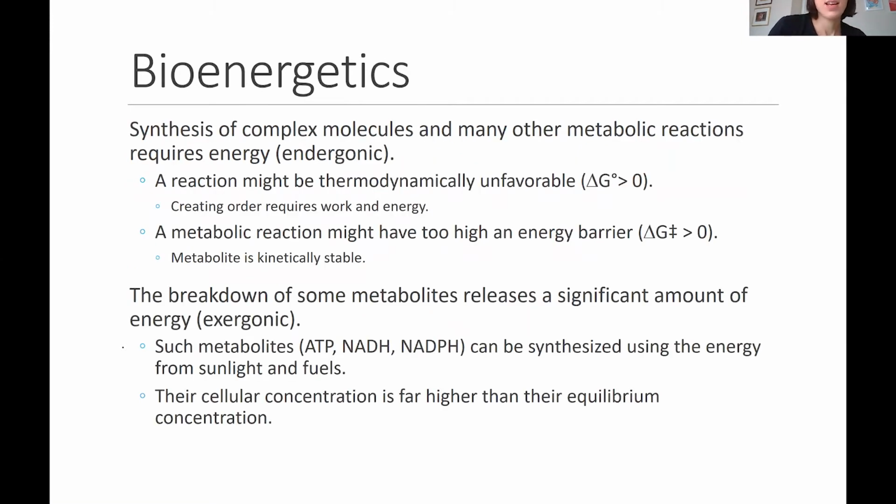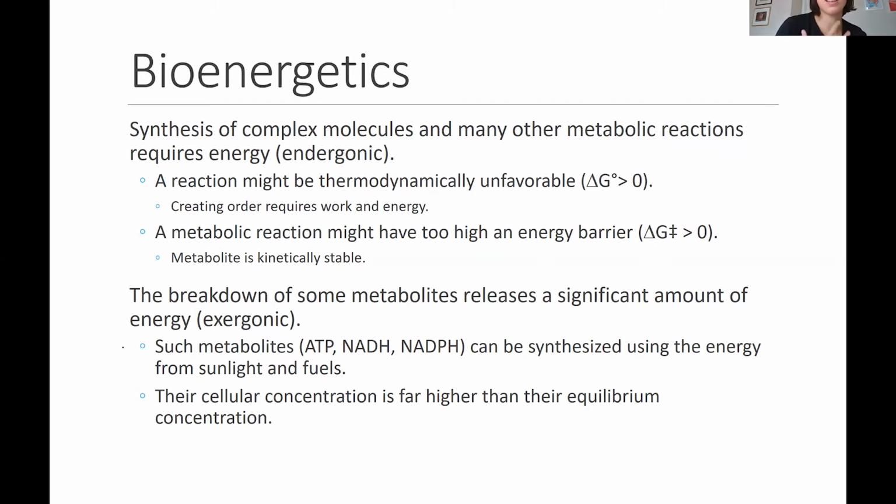Remember that things like synthesis of complex molecules and other reactions that we'll be seeing, they require energy. That means that they are endergonic. This is a non-favorable reaction, does not occur naturally on its own, and it takes energy to make it occur. A reaction could be thermodynamically unfavorable. That's where this delta G is greater than 0.